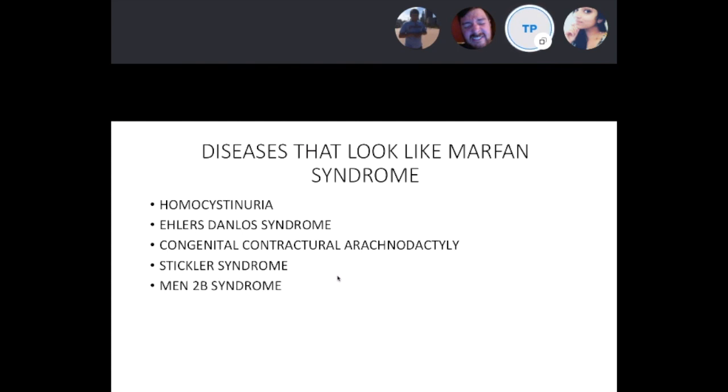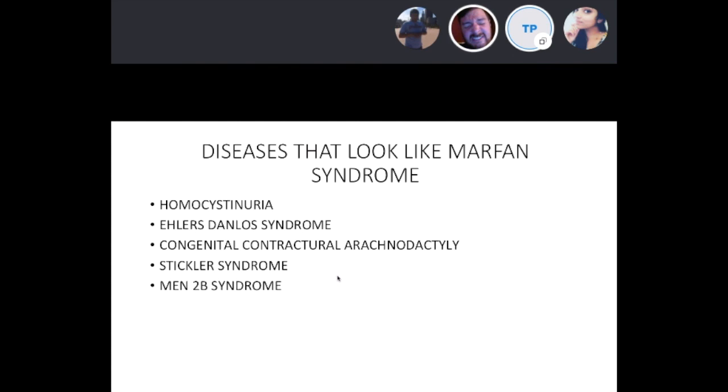MEN2B diseases fall under that. And as we know, in MEN2B, we see the mucosal neuromas. You can also see the marfanoid body habitus, medullary thyroid carcinoma, pheochromocytoma. So that's all I got. Anybody have any questions or anything they'd like to add?